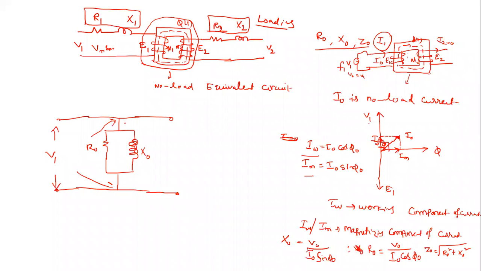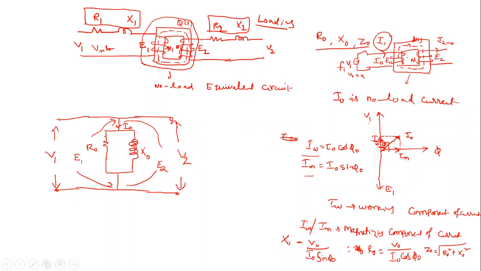There is an EMF induced here, say E1. The induced EMF on this side we can say E2. The available voltage at the terminals is given by V2. Through this, a current I0 flows, and a current IW flows through this R0.